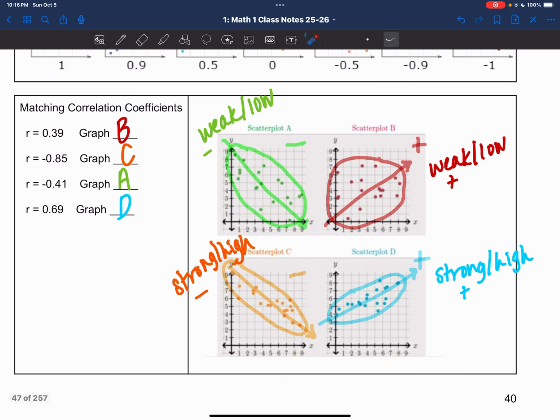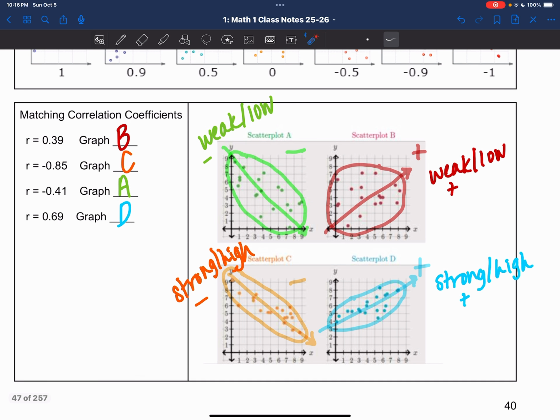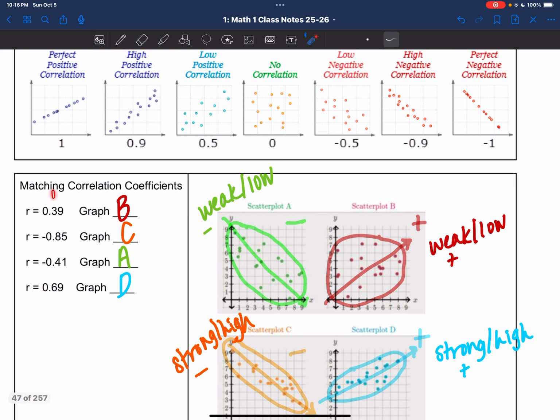All right, so let's look at some examples. So we're looking here at 0.39. So first off, it is positive. So I'm going to look at my positive. So it could either be this one or this one. And we have 0.39 is kind of between here. So it's closer to the low. So we're going to say B is probably going to be the better fit because your points are spread out, but it is kind of a positive.